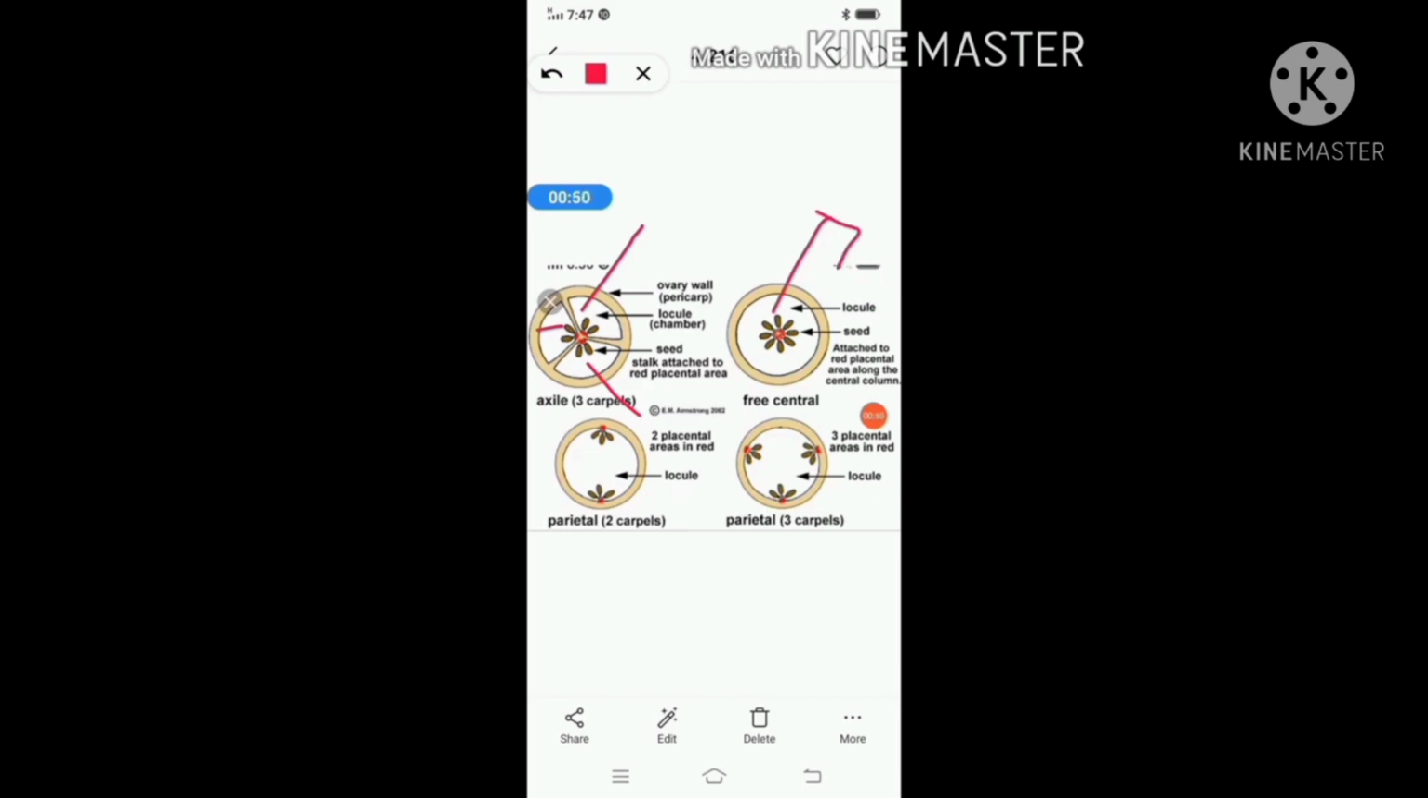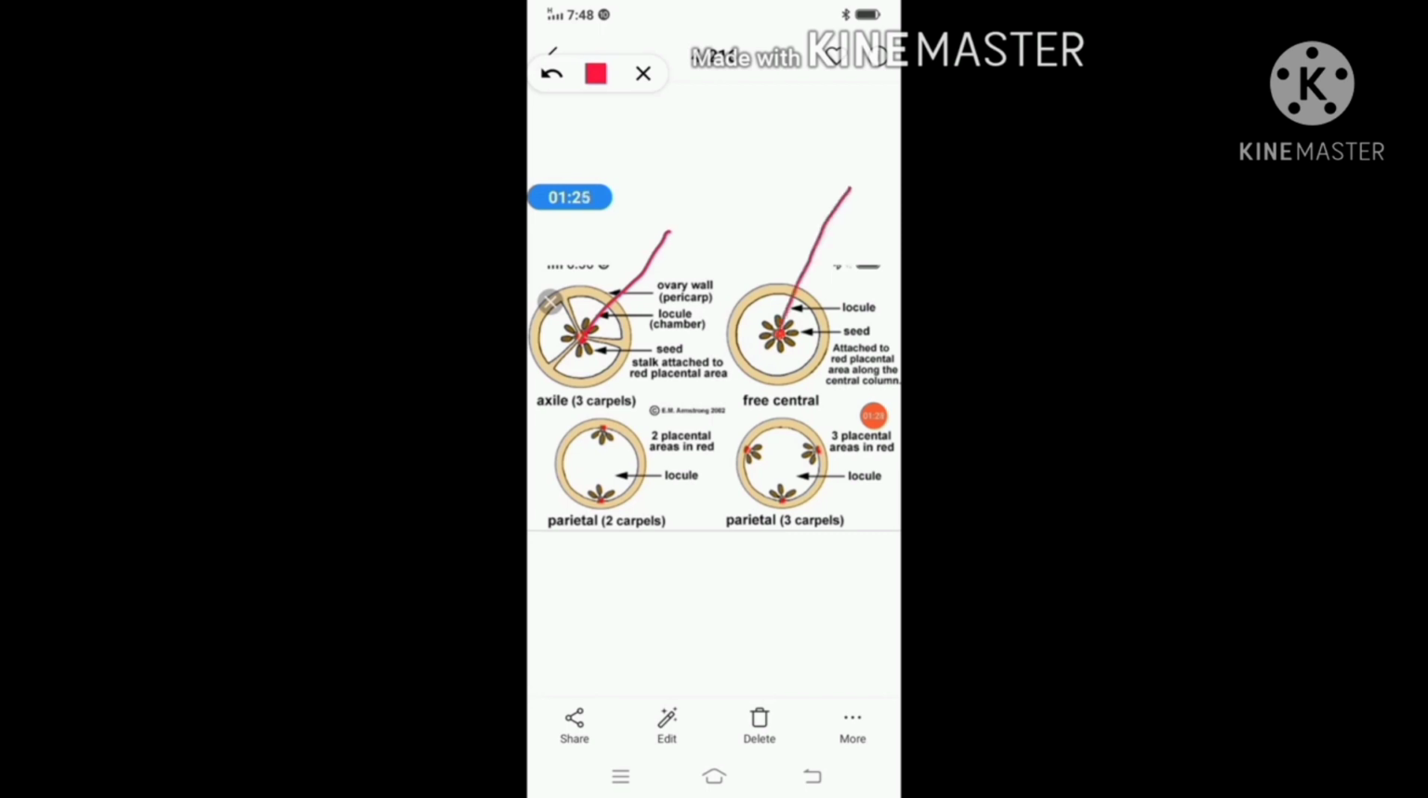What is the difference between axial and free central? In axial placentation, the ovules arise from the axis, but the ovary is divided into many compartments. In free central placentation, it is not divided into compartments. The third and fourth both show parietal placentation. Here the ovules are attached to the inner wall of the ovary. Here also we can see a red colored structure, and these red colored structures represent the placenta.